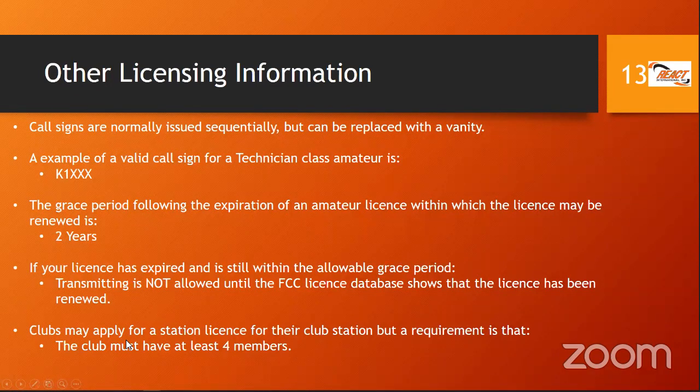And then there's something we call a club station or club license. So amateur radio clubs may apply for a club station license for their club, but there's a requirement. You need to know this for the exam. The club must have at least 4 members to be eligible to apply for a club call or club station license. That is a question in your exam. 4.